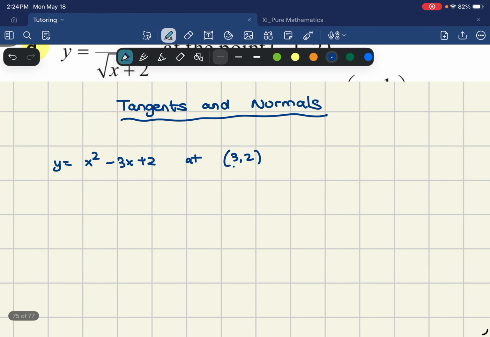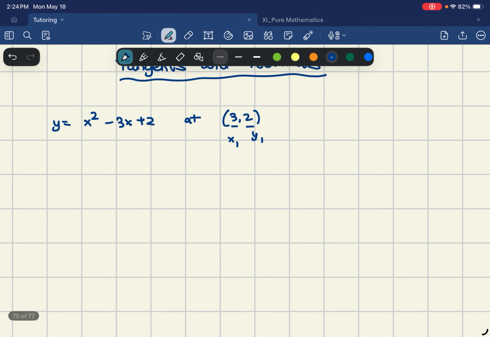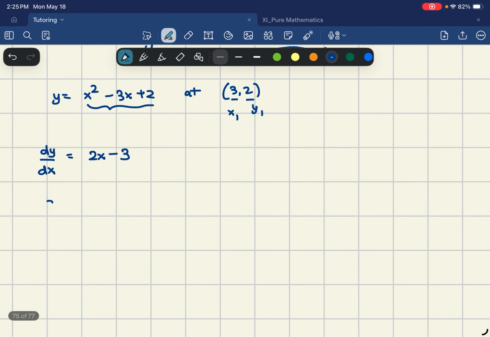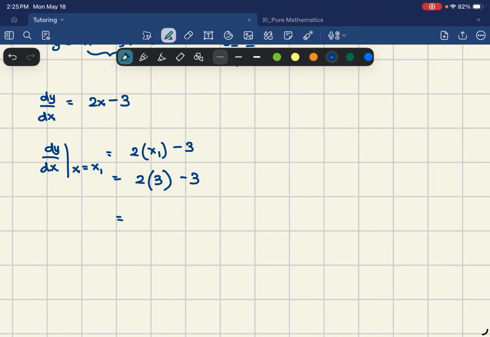Okay, so this, remember, is going to be your x1. This is going to be your y1. Now we need to find m. So find dy by dx. dy by dx is going to be 2x minus 3, right? If you differentiate this, you're going to get 2x minus 3. Now we want to evaluate it at x is equal to x1. So 2x1 minus 3. And what is x1? x1 is 3. And that is going to give you 3.